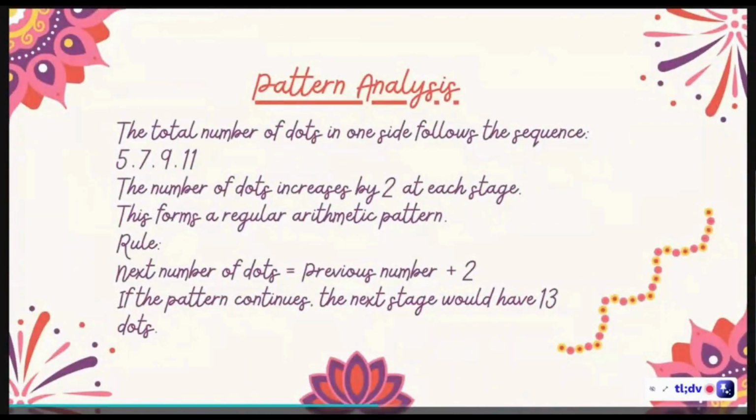So the number of dots follows the sequence 5, 7, 9, 11. This is a regular arithmetic pattern because the difference between the consecutive numbers is always 2. And the rule is the next number of dots is the previous number of dots plus 2. So if the pattern continues from stage 4, the next stage would have 13 dots.